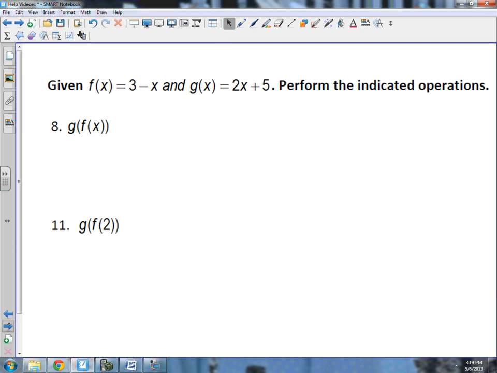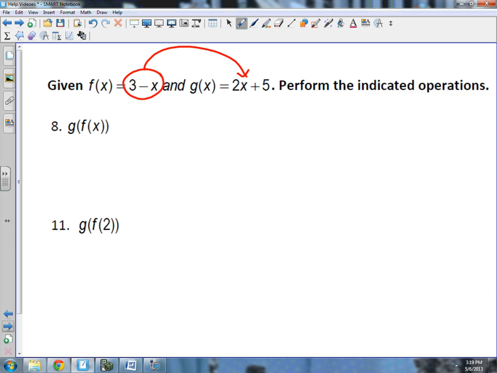Moving on, f of x equals x cubed minus x, and g of x equals 2x plus 5. And you want to do g of f of x. This is a composition of functions. So basically what you're going to do here is g of f of x is I'm going to take this function, I'm going to plug it in for x.